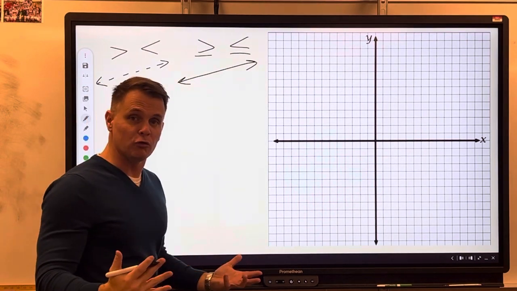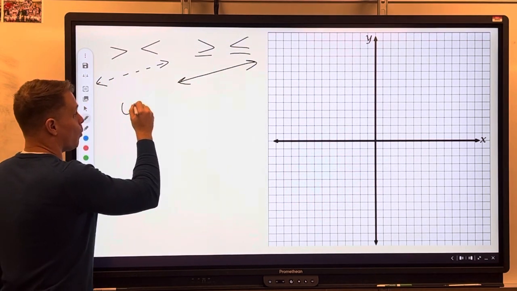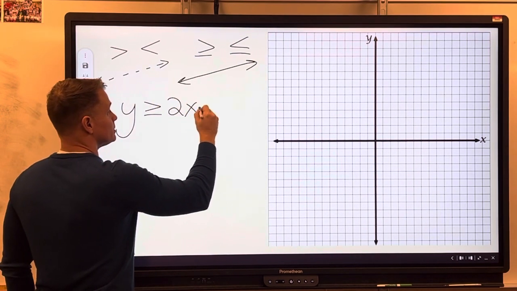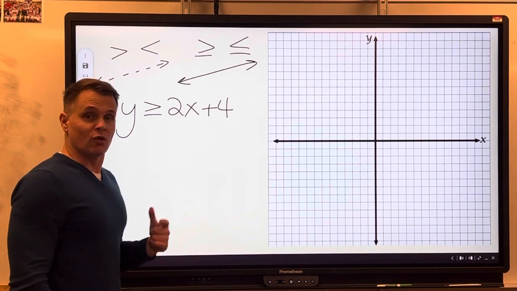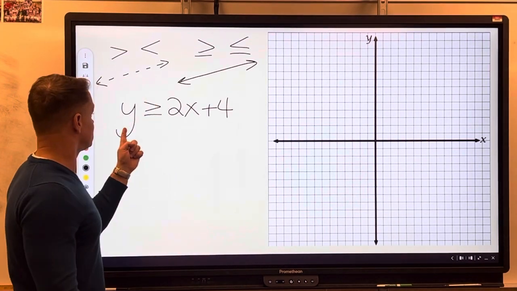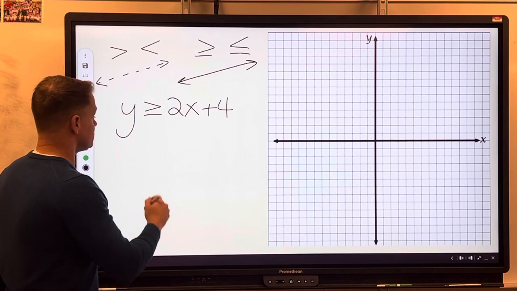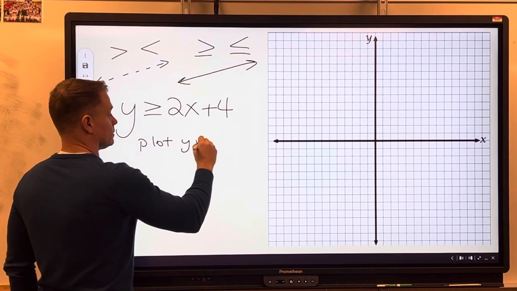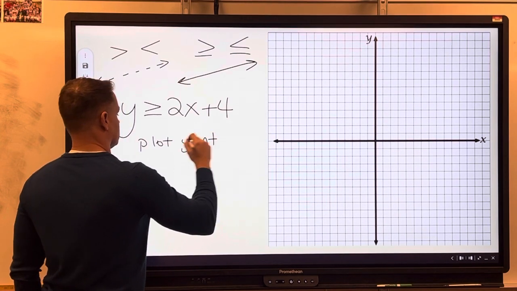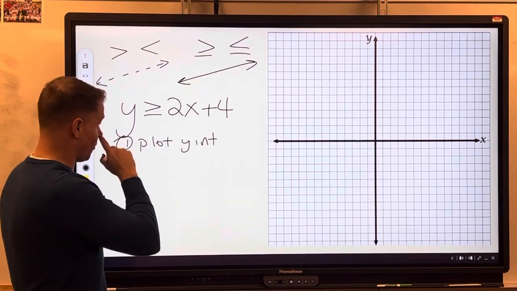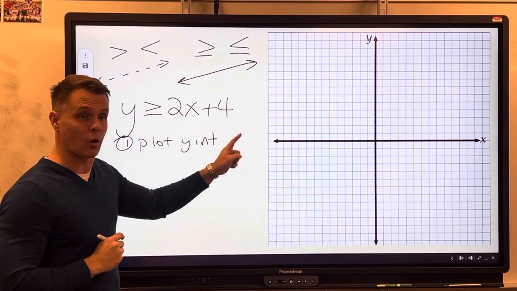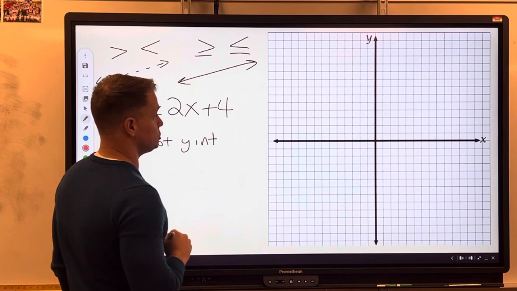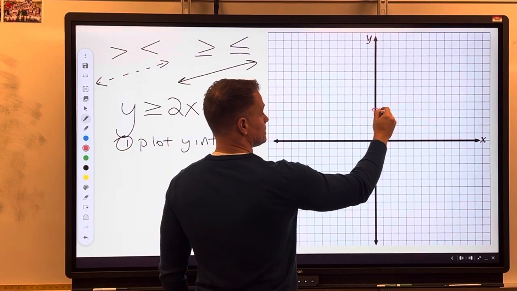So let's come up with a few examples. Let's say we have y is greater than or equal to 2x plus 4. So the first thing that we always do, since y is by itself, is we plot the y-intercept first. So very first thing, the y-intercept is a number by itself, 4. So I'm going to go up to 4, and I am going to put a point.